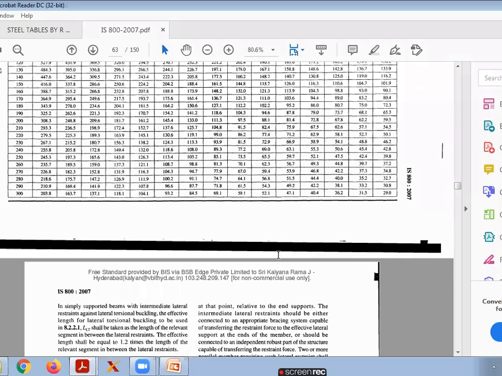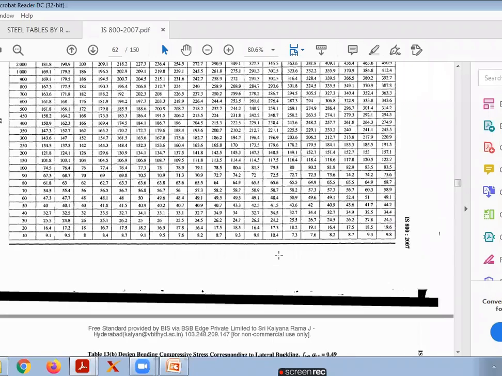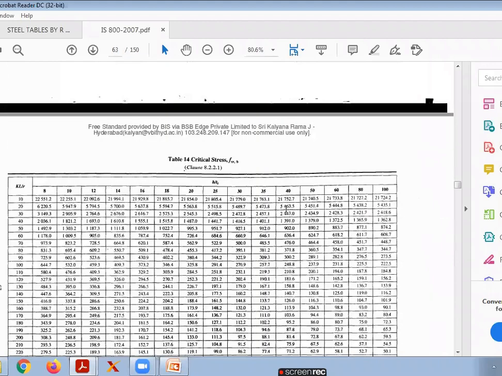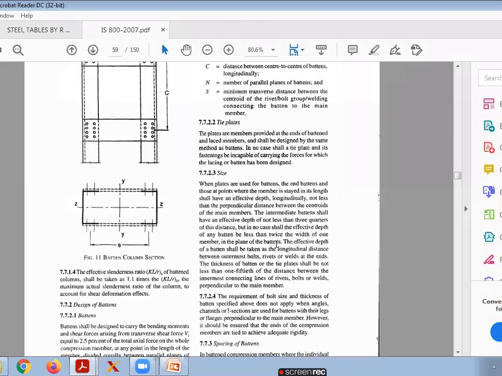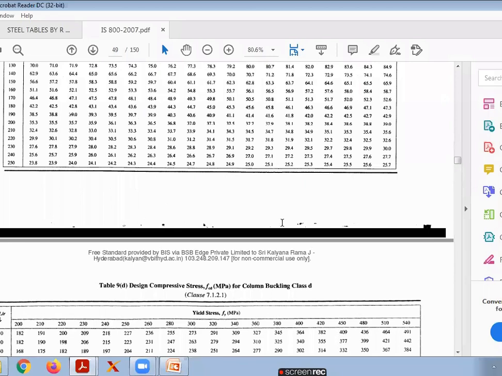Now we have to calculate the FCD value. These are the tables available; FCR, FCD, like that they are given in all the tables. Please go through these tables here. Whatever we are seeing here, see the yield stress value, the FCD value.